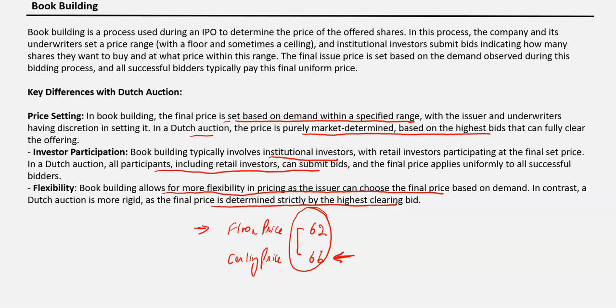In many countries, the book building process is being used for the IPO compared to the Dutch auction. Why? Because in book building, as an issuer, you have the choice to set the lower price, higher price, and even the final price after the demand.